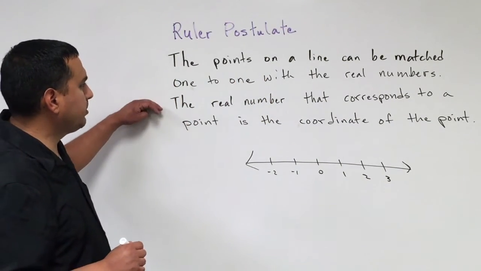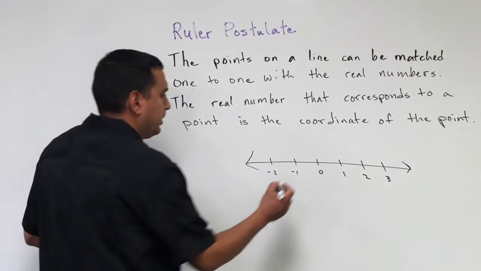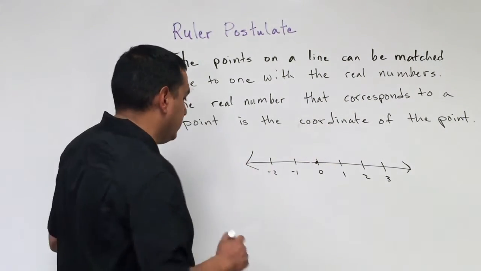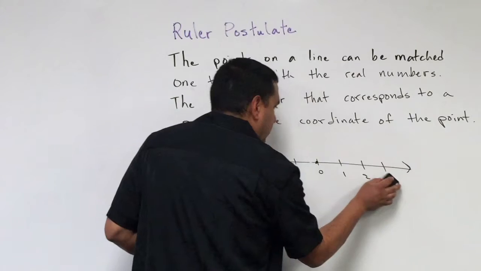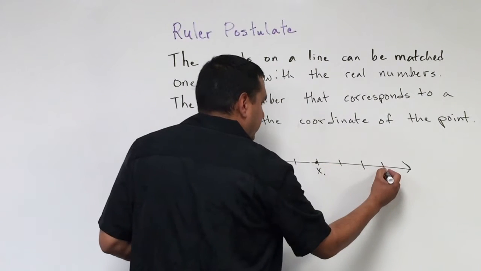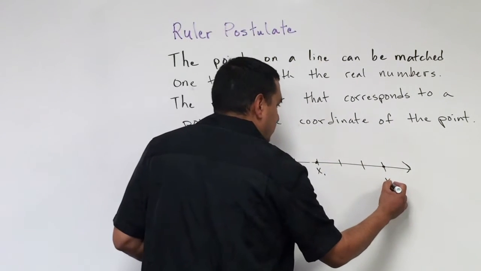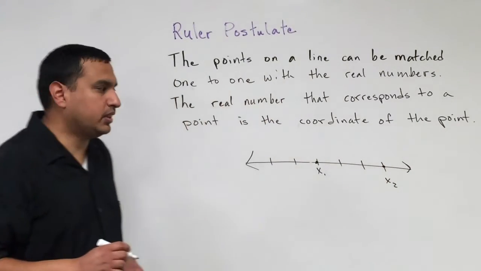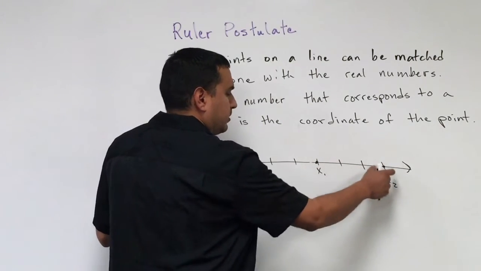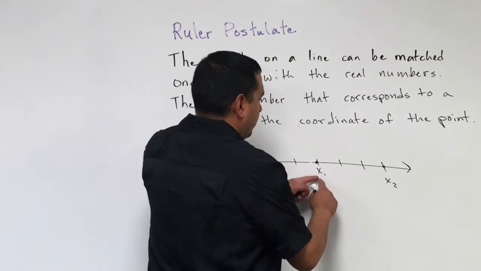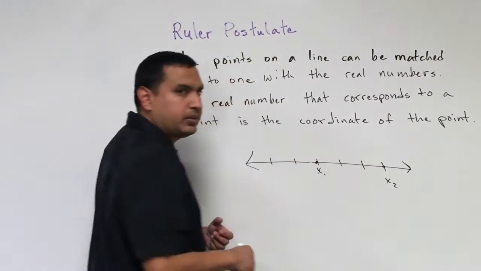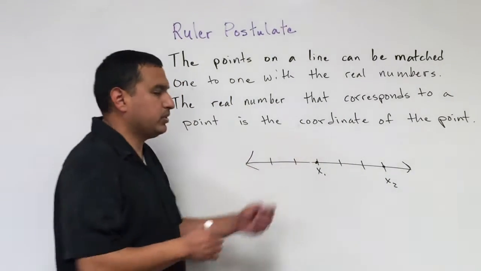Okay. The real number that corresponds to a point, so if I put a point here, this 0 right here would be the coordinate of this point. In the general sense, I might call this x1, and I might have a point over here, and we could call that x sub 2. Okay. So we're labeling these distances, or these segments, and we're giving them some value off of the real number system, and we're able to actually measure the distances between the different points.